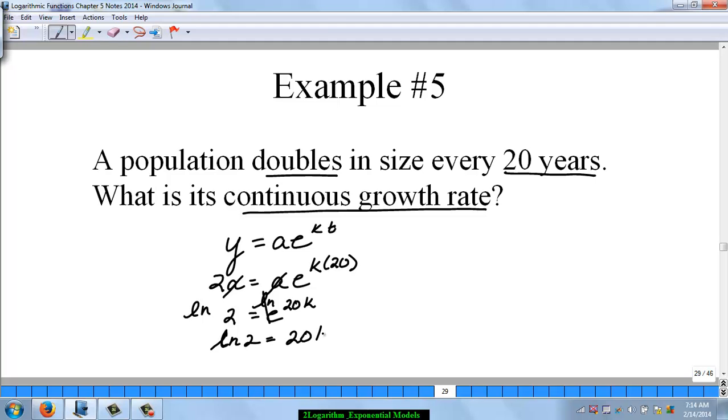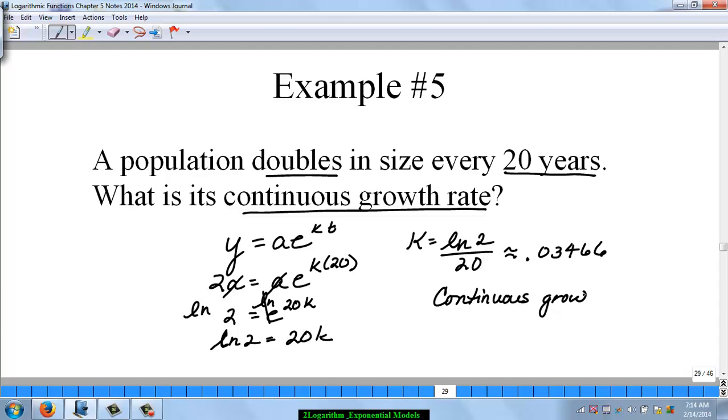So you got natural log of 2 equals 20k, and I'm solving for k, so I'm going to divide by 20, so k is going to equal the natural log of 2 over 20, or 0.03466. Now, first of all, I'm very happy that this is positive because it's doubling, so that is good. And now I don't want you to leave it as a decimal, I want you to tell me what it's really growing. It has continuous growth, and make sure you move your decimal place over to 3.466%. Okay? So that's one way you can use doubling time.